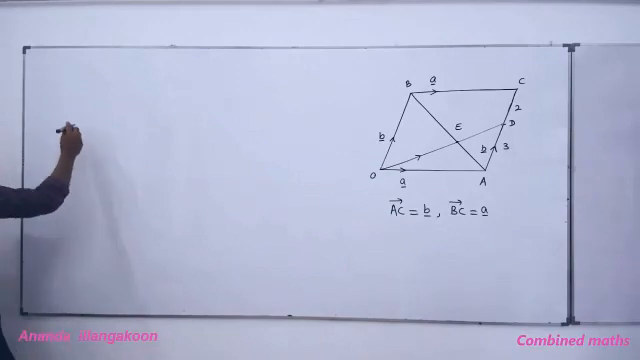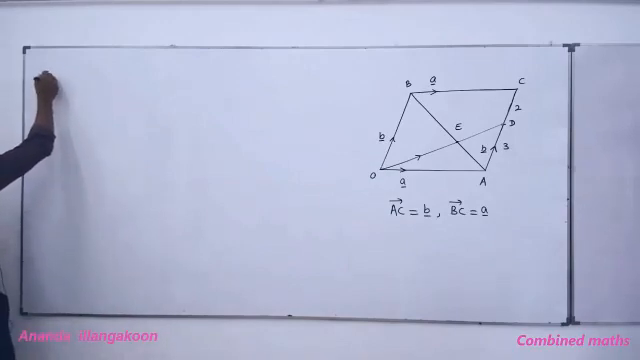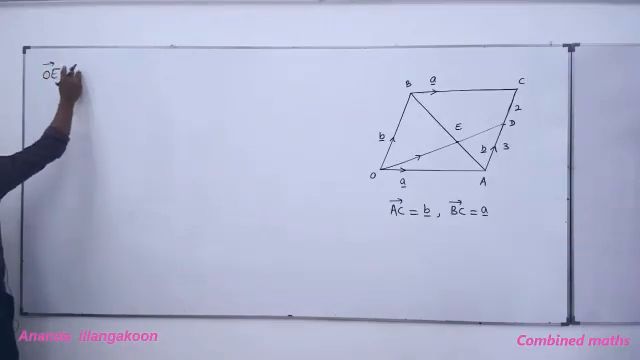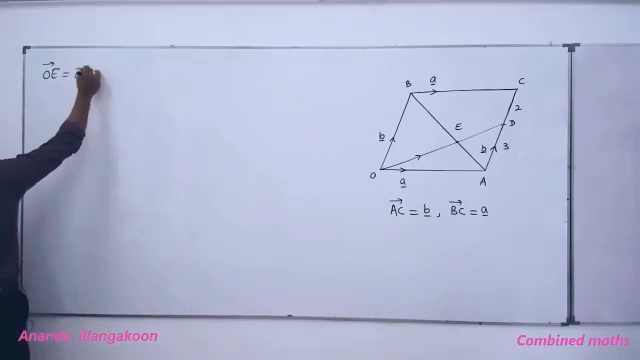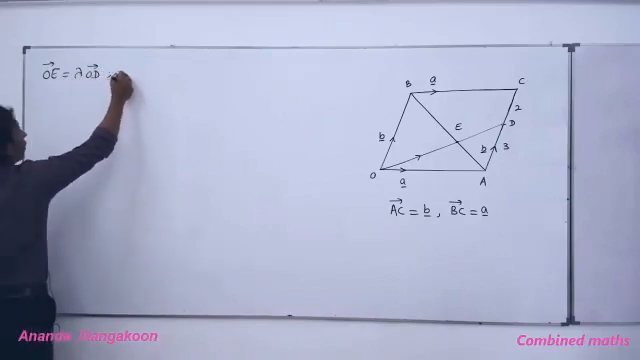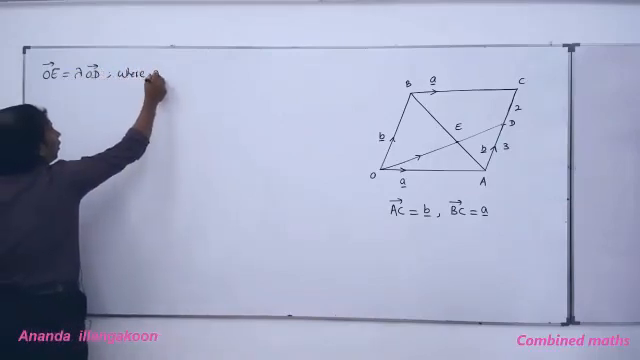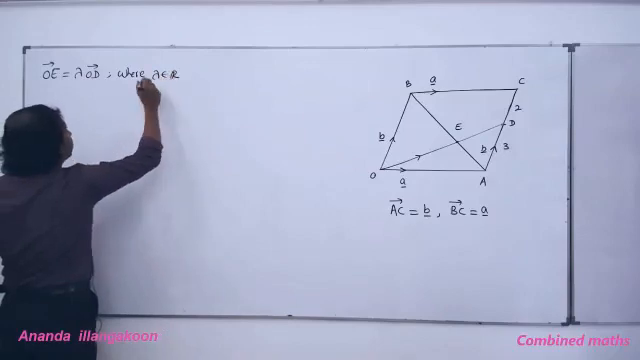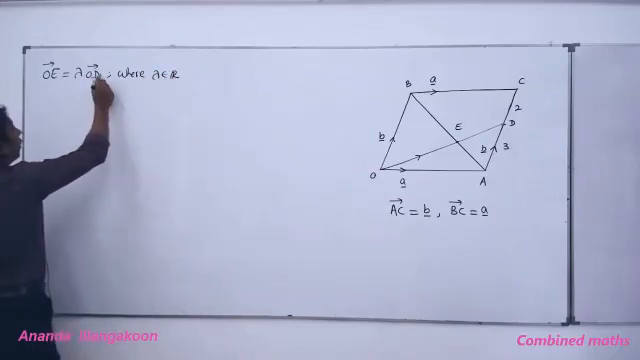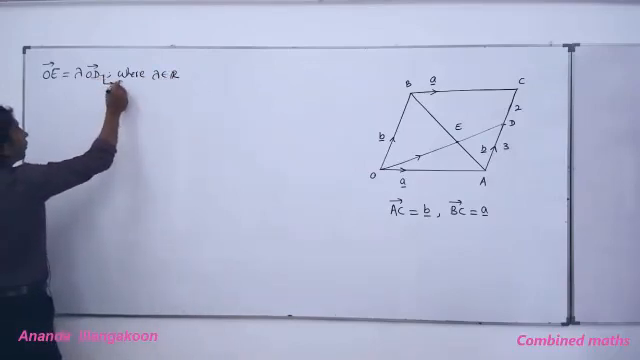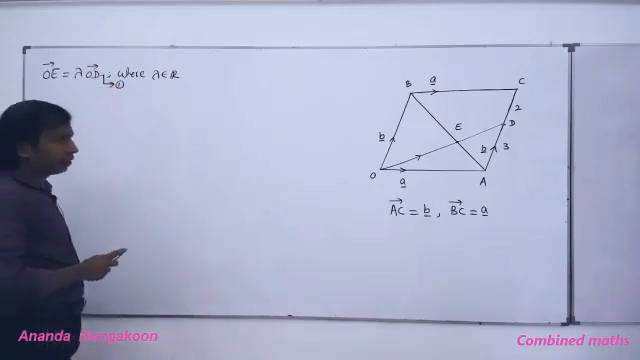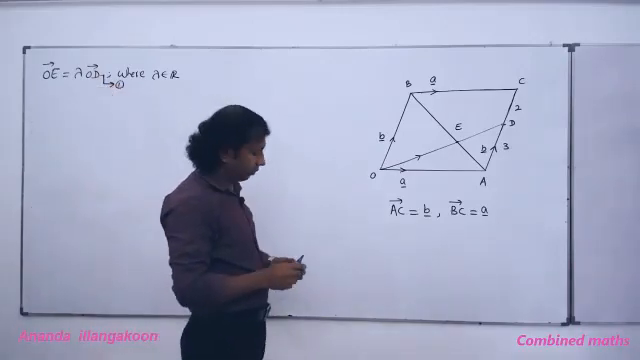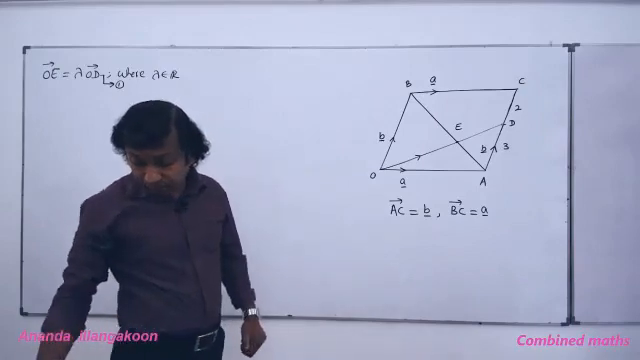You can write the OE vector as lambda times the OD vector, where lambda is a real number. I take this as number 1. The OE vector we can write as lambda times OD vector.